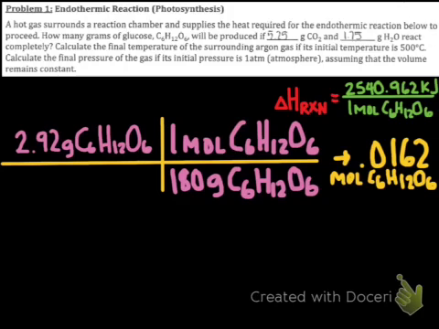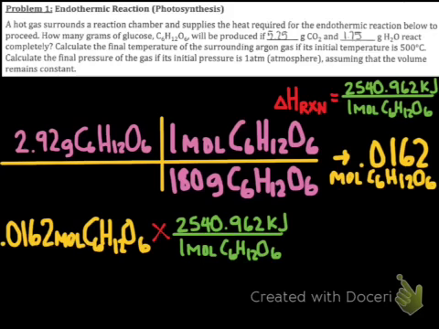0.0162 moles of glucose is not our answer. It is actually just the equivalent of 2.92 grams of glucose, but just in moles. So, to find out how much heat energy was taken in by the amount of moles, which is 0.0162, we must multiply it by the heat of reaction of glucose.